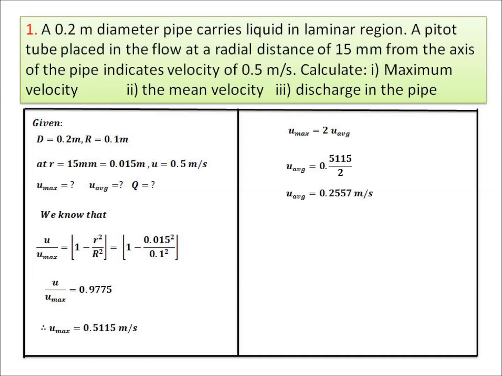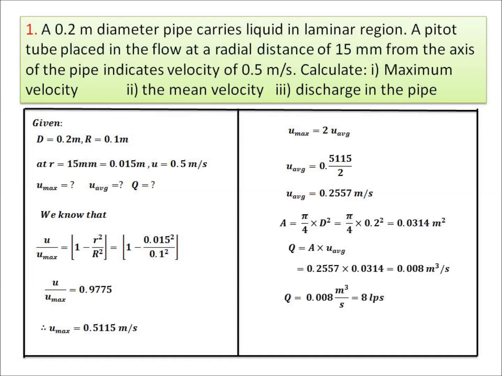And there is a relationship between average velocity and maximum velocity, where the maximum velocity is twice the average velocity, and hence average velocity would be half of maximum velocity, and it is 0.2557. So we have to calculate discharge to the pipe.